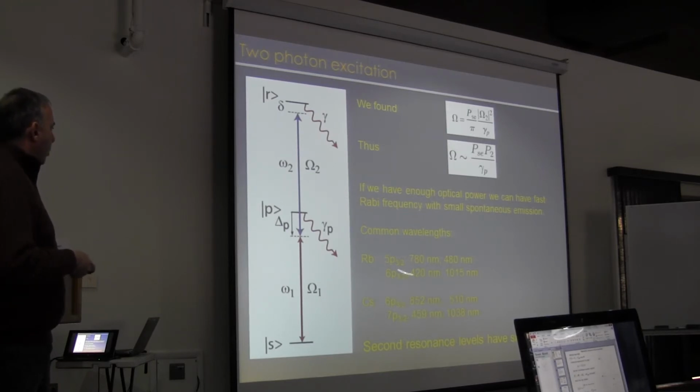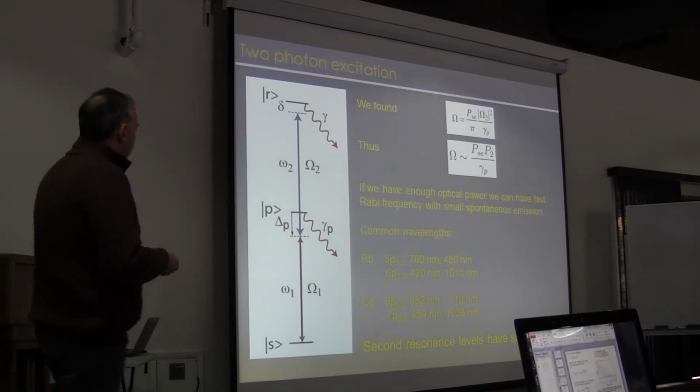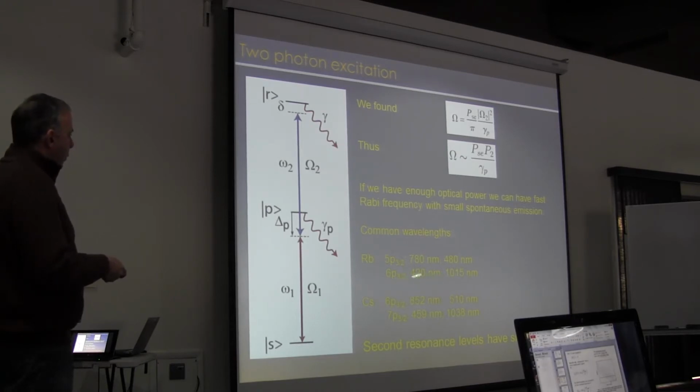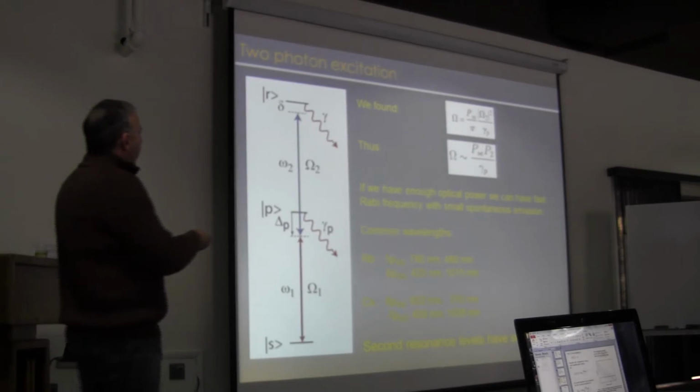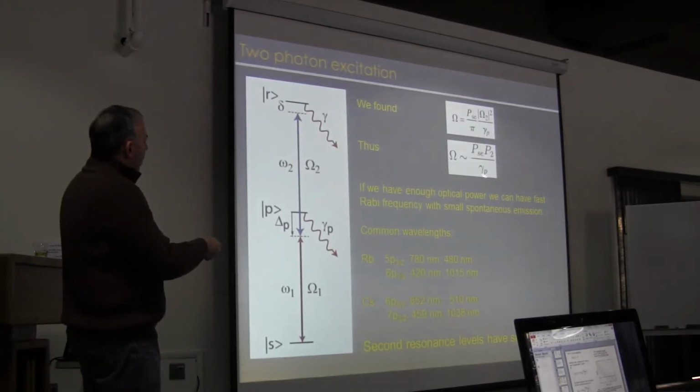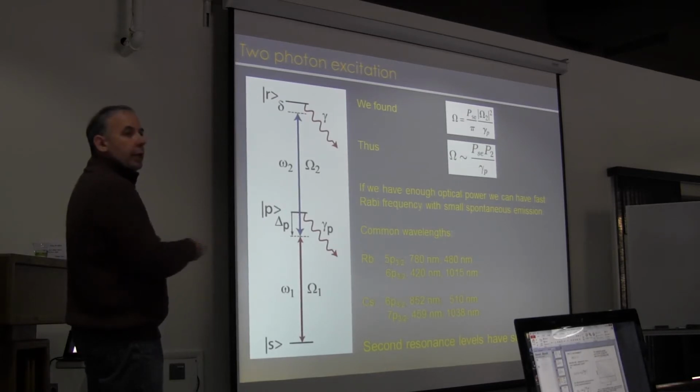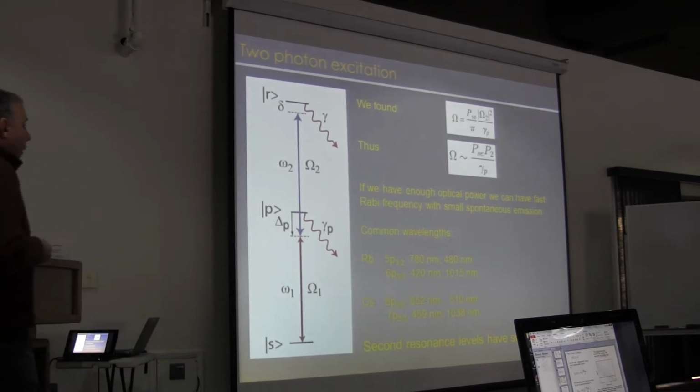Common wavelengths are well known for rubidium and cesium. If we take the first resonance level, the first photon is in the near infrared and the second photon is in the blue. If we go through the second resonance line, then the first photon is in the blue and the second photon is in the near infrared. This can be advantageous for getting fast excitation, because if I go to the second resonance level, the line width is smaller and the lifetime is longer. If I make this line width smaller, I get a stronger Rabi frequency for the same spontaneous emission probability and the same power. So technically, that can be advantageous.